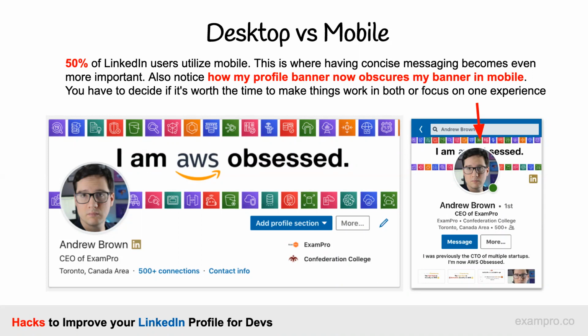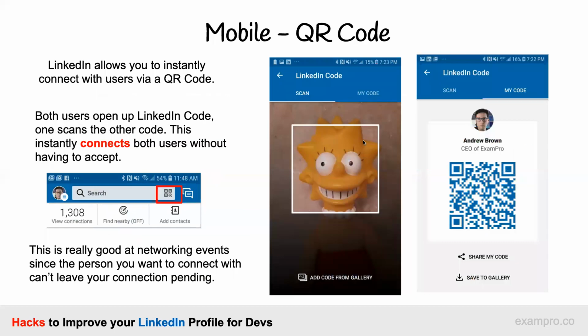Just understand, you have to not only think about LinkedIn desktop, you have to think about LinkedIn mobile. If you are trying to make connections, such as at an event here, I don't know if anyone knows this, but you have a QR code functionality.